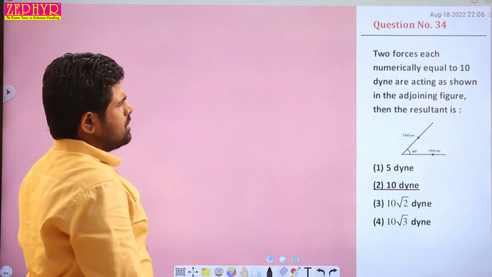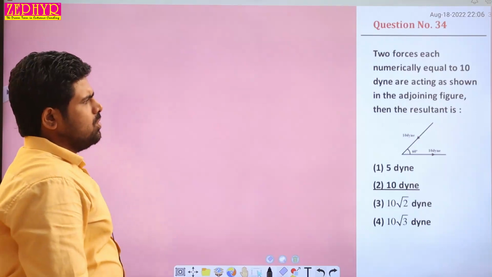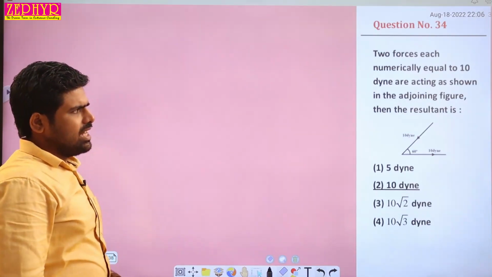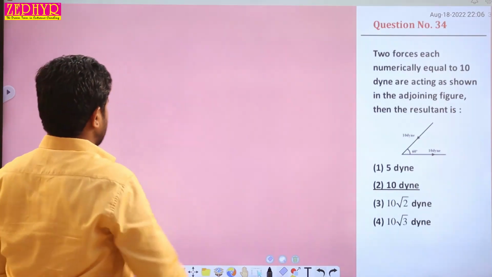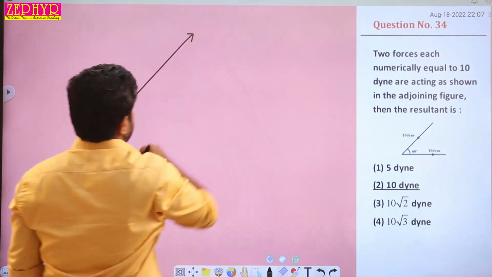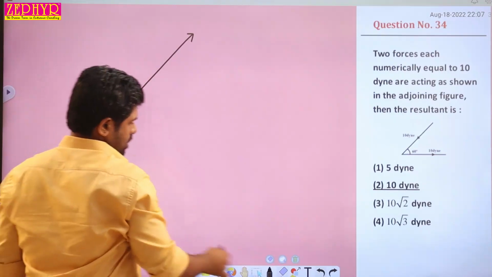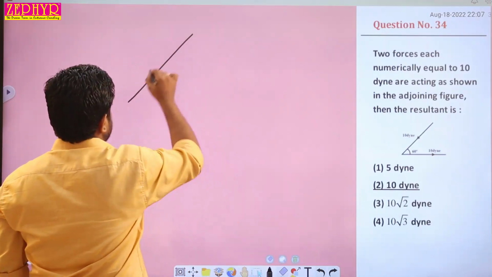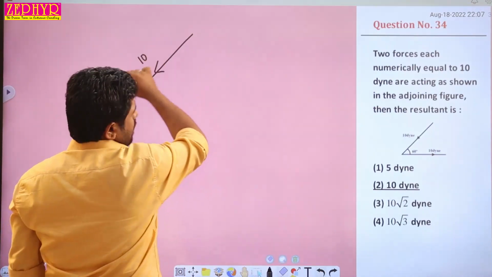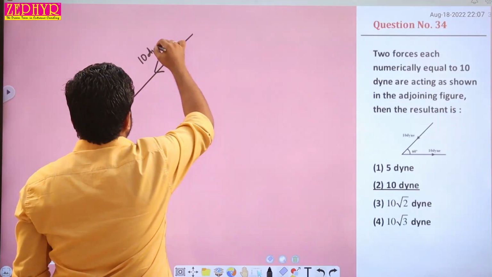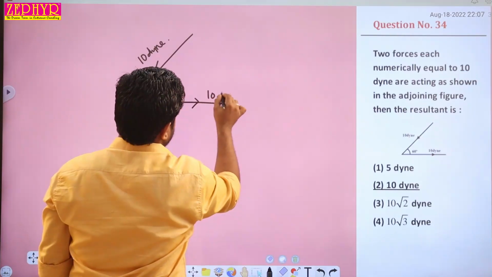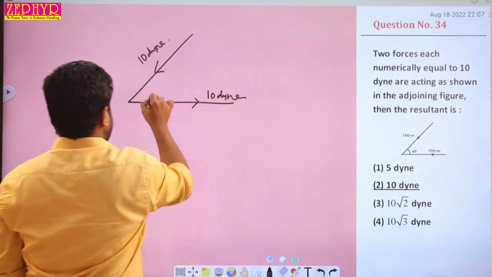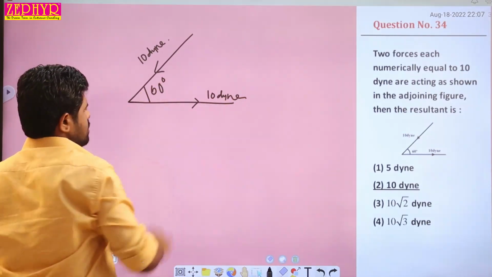Next one: two forces each numerically equal to 10 dyne are acting as shown in the adjoining figure. Then the resultant is? So actually this one is the first force. Its magnitude is 10 dyne, and this one is the second one. It is 10 dyne, and the angle between them is equal to 60 degree.